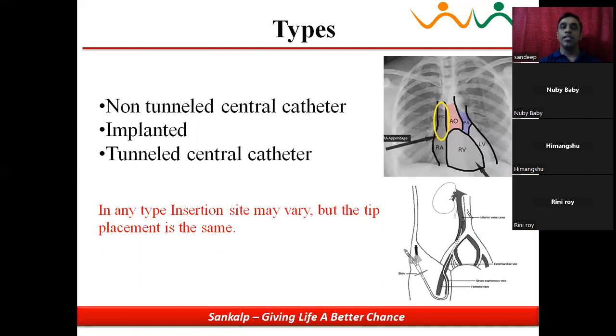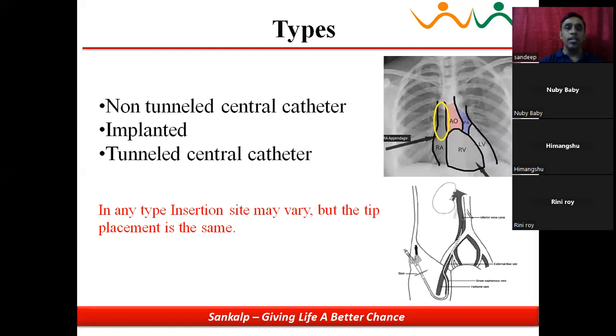These are the main three types of central lines which we will see in our practice. One is the non-tunneled central line, the name itself says it is not tunneled, the non-tunneled central catheter. Implanted, which I will talk about in the further slides. And the other is the tunneled central catheter. So these three types of catheters are there.